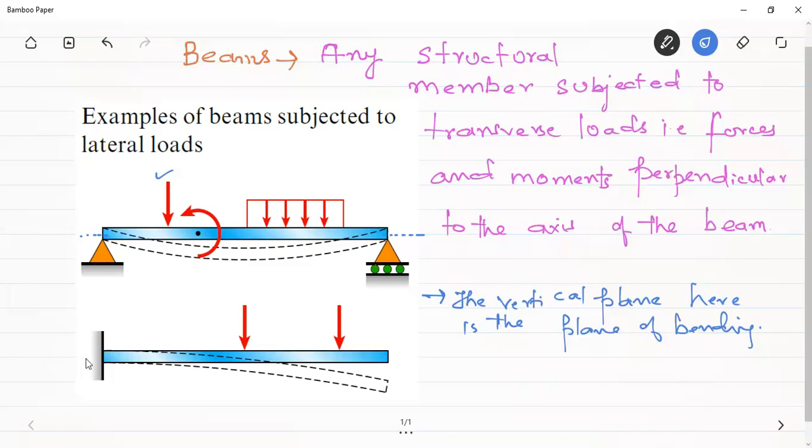And you can see another beam. It is a cantilever beam because it is fixed at one end and free at the other. There are again two loads here. Both are the transverse loads. Again, you can see that this is the direction in which the beam will tend to bend. Therefore we can say that this vertical plane is again the plane of the bending.